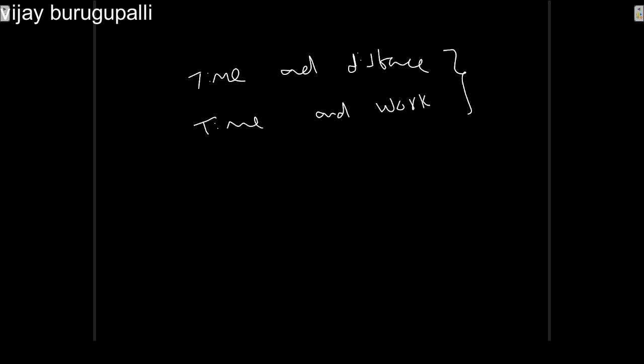Now let's see another example. The examples which are used to explain the applications of proportion. For example, proportion is used in important concepts like time and distance and time and work. Proportion is very useful for concepts like time and distance and time and work. Now let's see an example to solve this kind of problem.